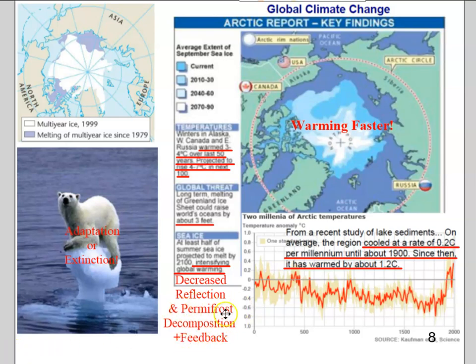Another kind of feedback loop is going on with permafrost, because in the Arctic, permafrost is permanently frozen soil. In the summer, a couple inches thaws, but under just a couple inches and down many feet, there is permanently frozen earth. And with global warming or climate change, that permafrost is thawing, and it contains a lot of organic material. And that organic material, once it thaws, starts to decay.